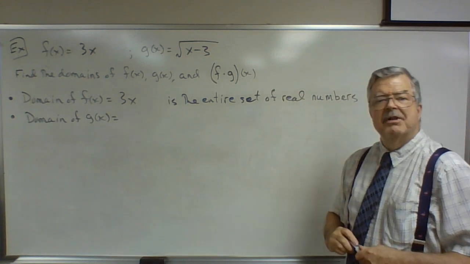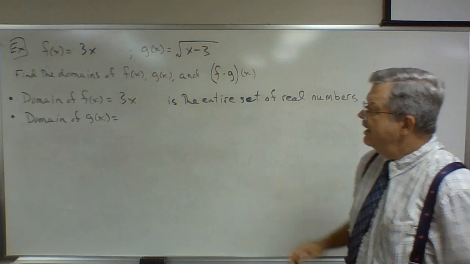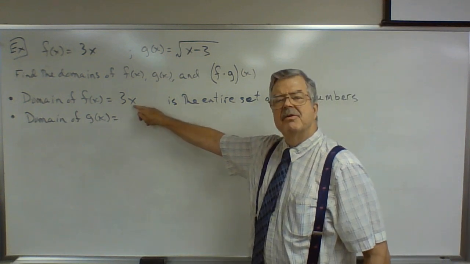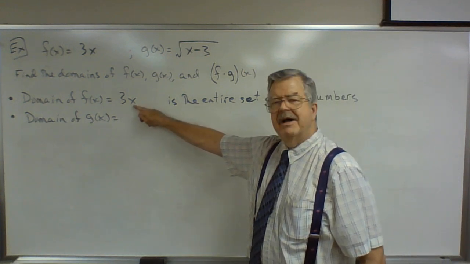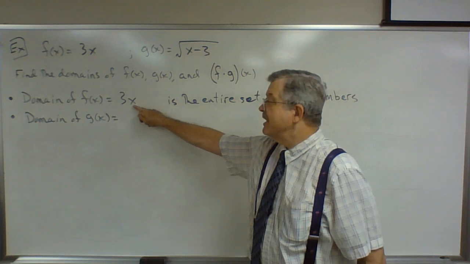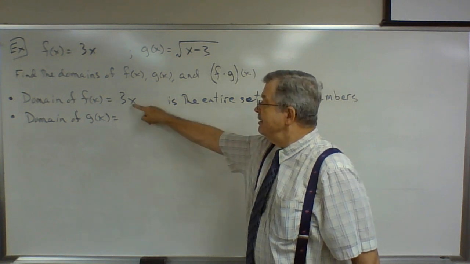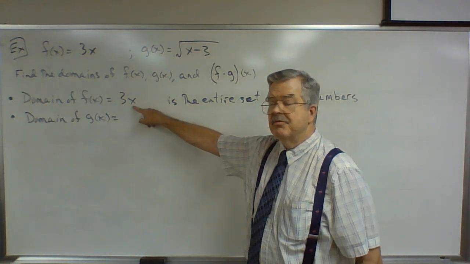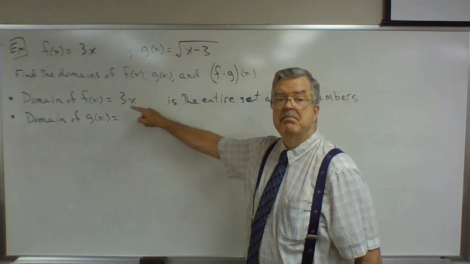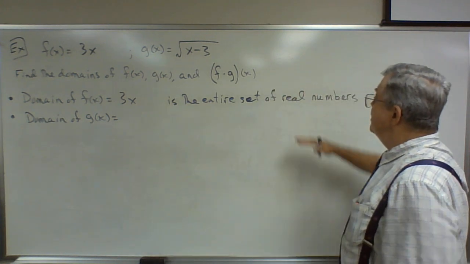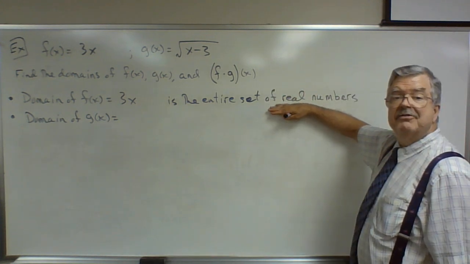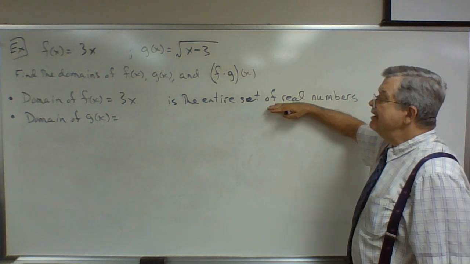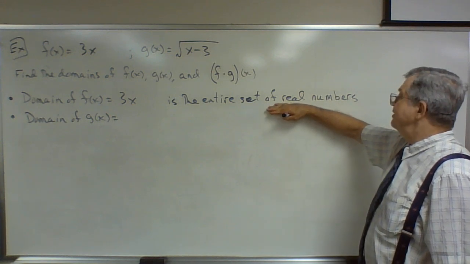And then we do a couple of quick checks. Does any value of x cause us to divide by 0? Does any value of x cause us to have a negative under a square root? Nope. Okay. So our initial assessment stands. The domain of f of x is the entire set of real numbers.